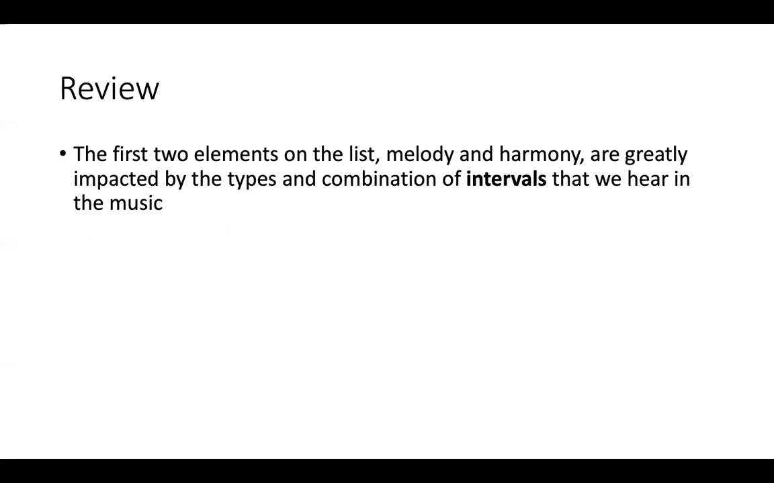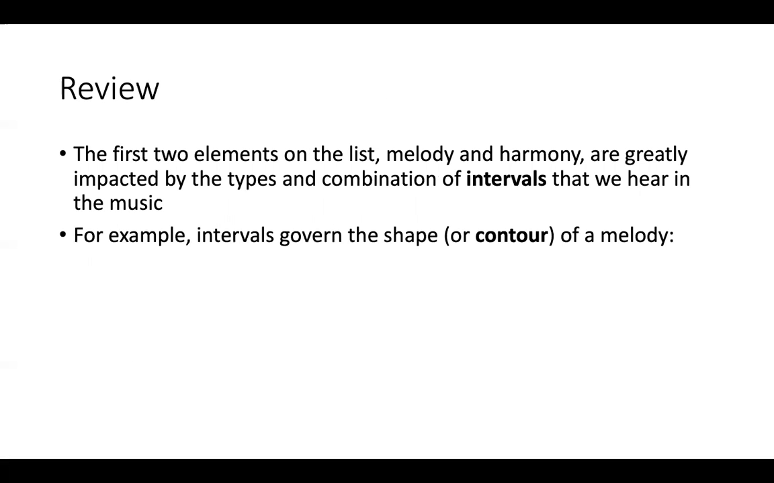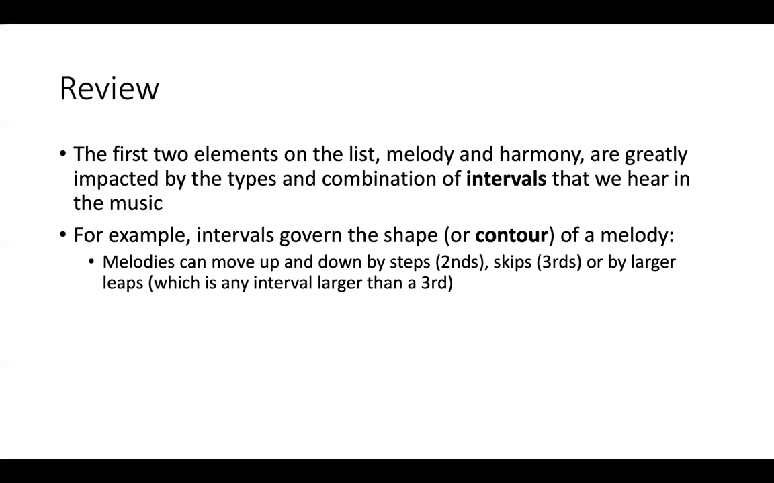The first 2 elements on the list, melody and harmony, are greatly impacted by the types and combinations of intervals that we hear in the music. For example, intervals govern the shape or contour of a melody. Melodies can move up and down by steps, also known as seconds, skips, aka thirds, or by larger leaps, which is any interval larger than a third, such as a fourth, fifth, sixth, seventh, or octave.